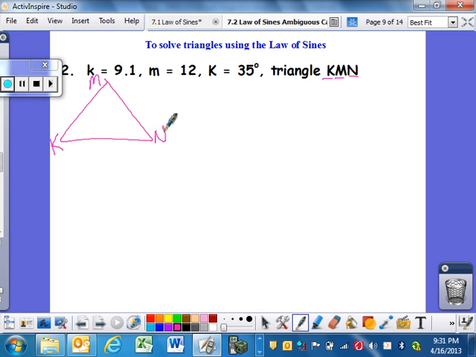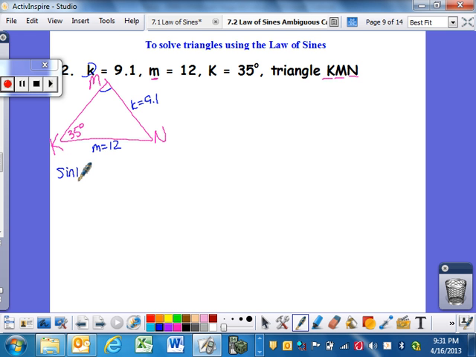Okay? K I'm given is 35 degrees. I'm given that little m. So where's little m? Side m would be down here, across from the 12. And then side k is 9.1. I know nothing about angle n, and I know nothing about little n. So what I need to do first is just go through and try to set up and solve for the angle that I possibly can get. So angle m is the one that I'm going to look for.